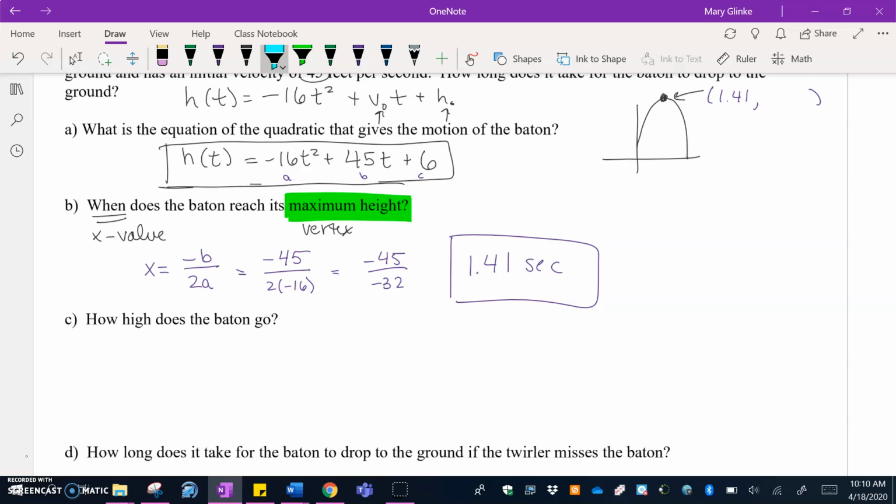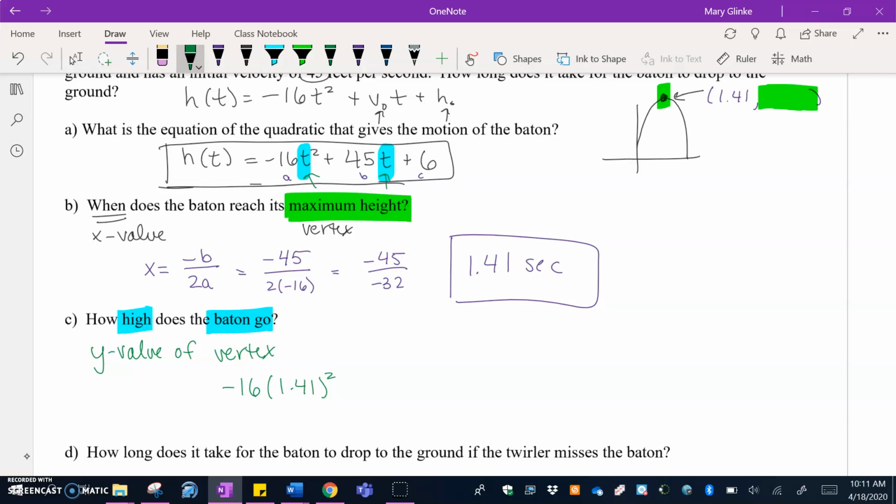So for part C, how high does the baton go? This is asking for the y value of your vertex. So the maximum height is here. The y value here is actually going to tell us how high up it is. So what we're going to do is take the x value of our vertex and plug it in for our time. 1.41 is now going to get plugged in. I'll show you on your equation up here. Everywhere you see that time.